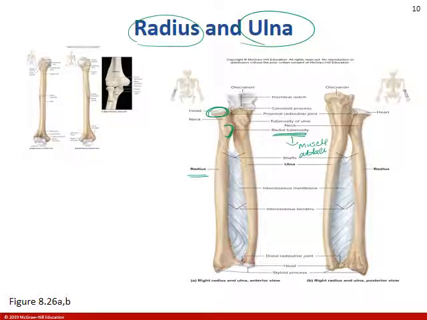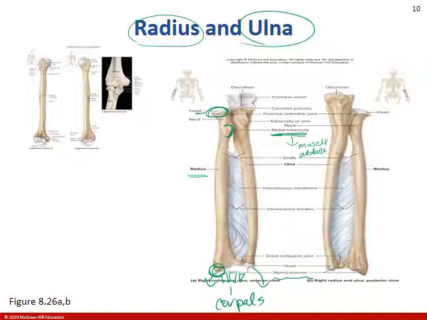Down here at the end of the radius, we have the styloid process. This is going to kind of act as a border to help protect or confine all of your carpal bones. So here we're going to have carpal bones. So to me, they kind of act as bookends, the styloid processes. So on the radius, we have a head, we have the radial tuberosity, and then we have this styloid process on the end.